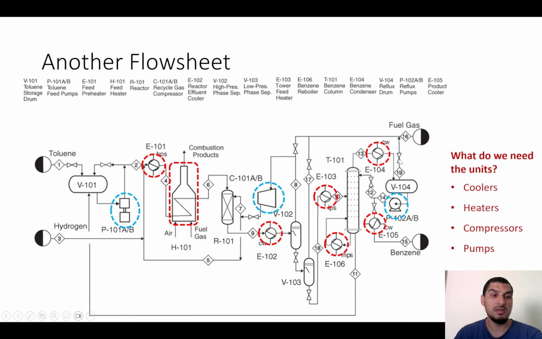So the question is, why do we need these units if we're looking at this flow sheet from the mass balance point of view? These are all units that we will not consider when we do our calculations. And the flow sheet in the case of mass balance is way more simplified than what we see here. So the function of these units, as I told you before, is that we need them to change the temperature and the pressure.